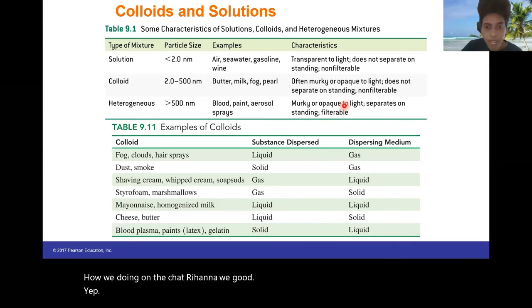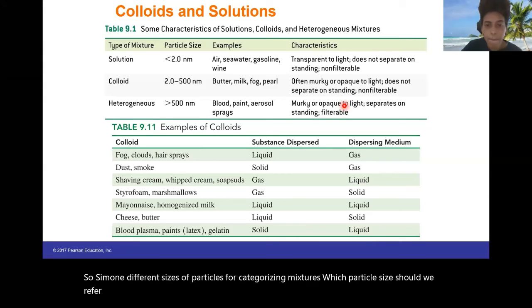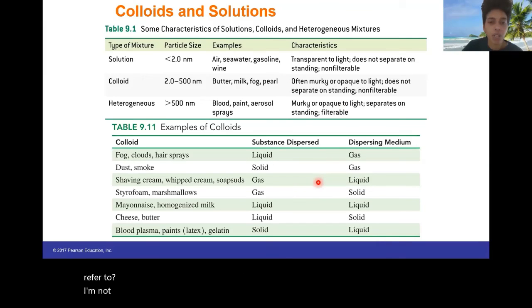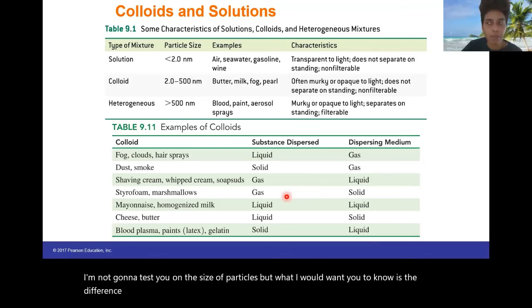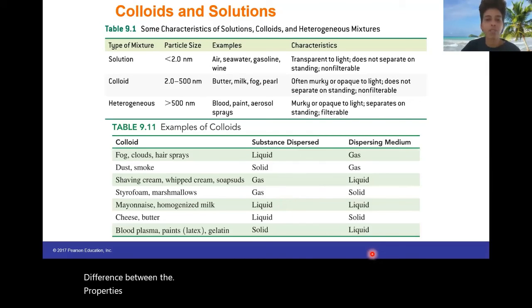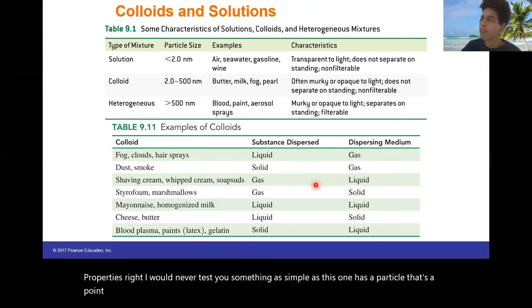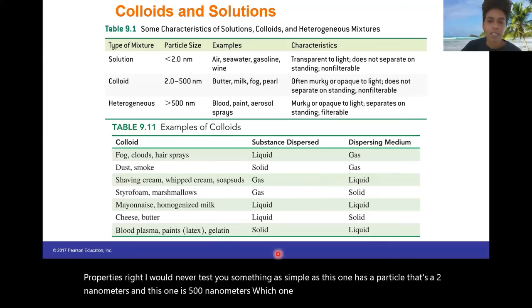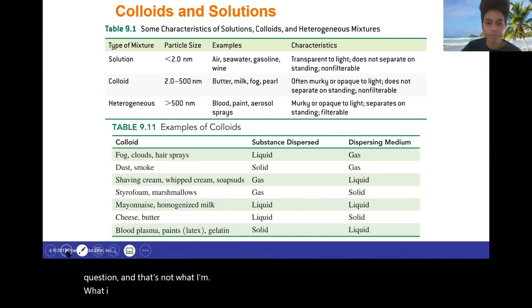So Simone asks about the different sizes of particles for categorizing mixtures. Which particle size should we refer to? I'm not going to test you on the size of particles, but what I would want you to know is the difference between the properties, right? I would never test you on something as simple as, oh, this one has a particle that's 0.2 nanometers and this one is 500 nanometers. Which one is it? That's just too simple of a question, and that's not what I would ask you. At least not on an exam. Maybe in a practice question, but not on an exam.